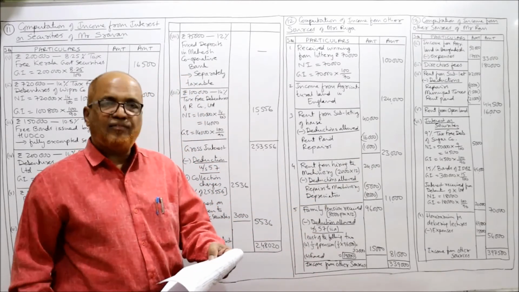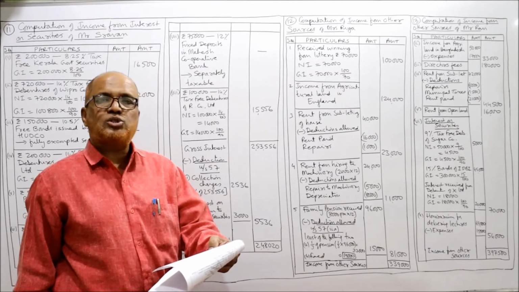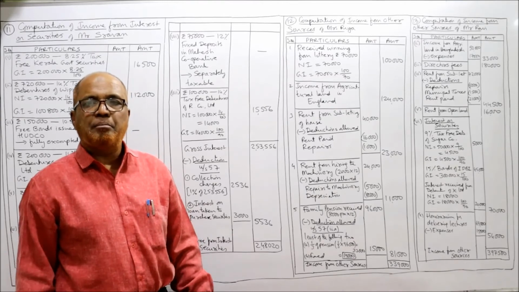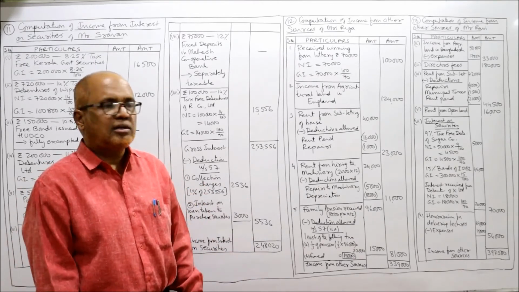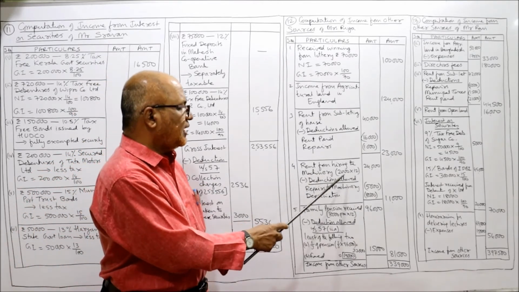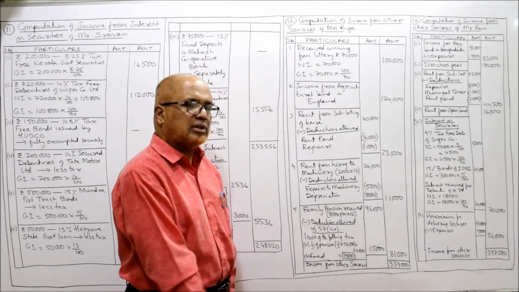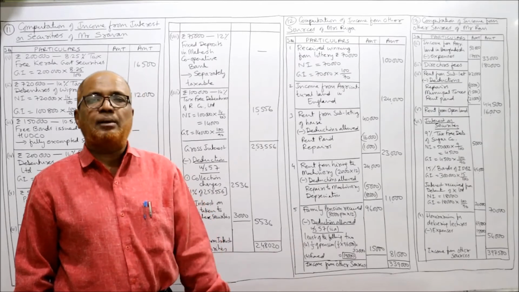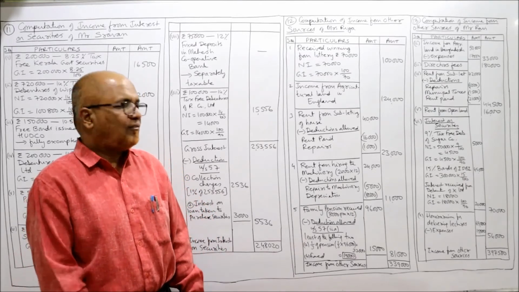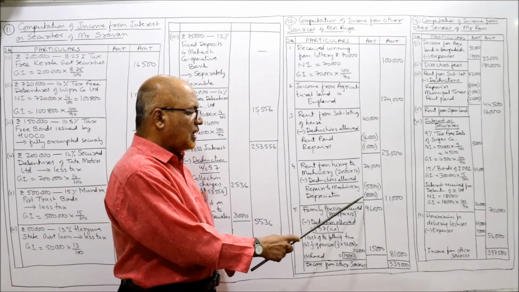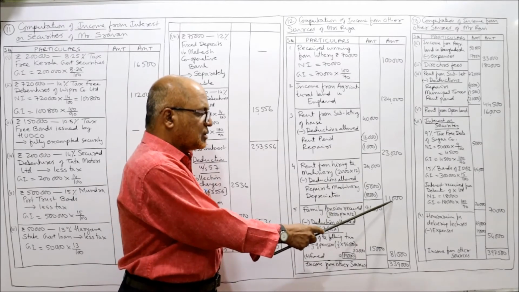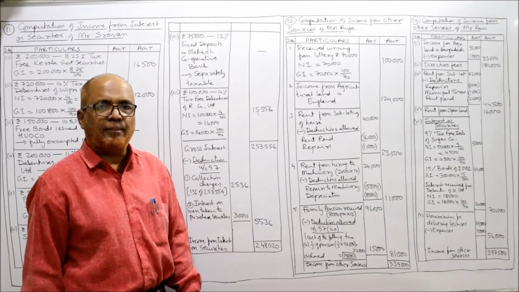Next one is rent from hiring the machinery, rupees 2,000 per month. Machinery is given on rent. So rent from hiring the machinery, 2,000 per month into 12, 24,000. Now expenditure incurred: repairs to machinery 5,000, depreciation 8,000. Deduct these. 24,000 minus 5,000 minus 8,000, 11,000 is the net income.